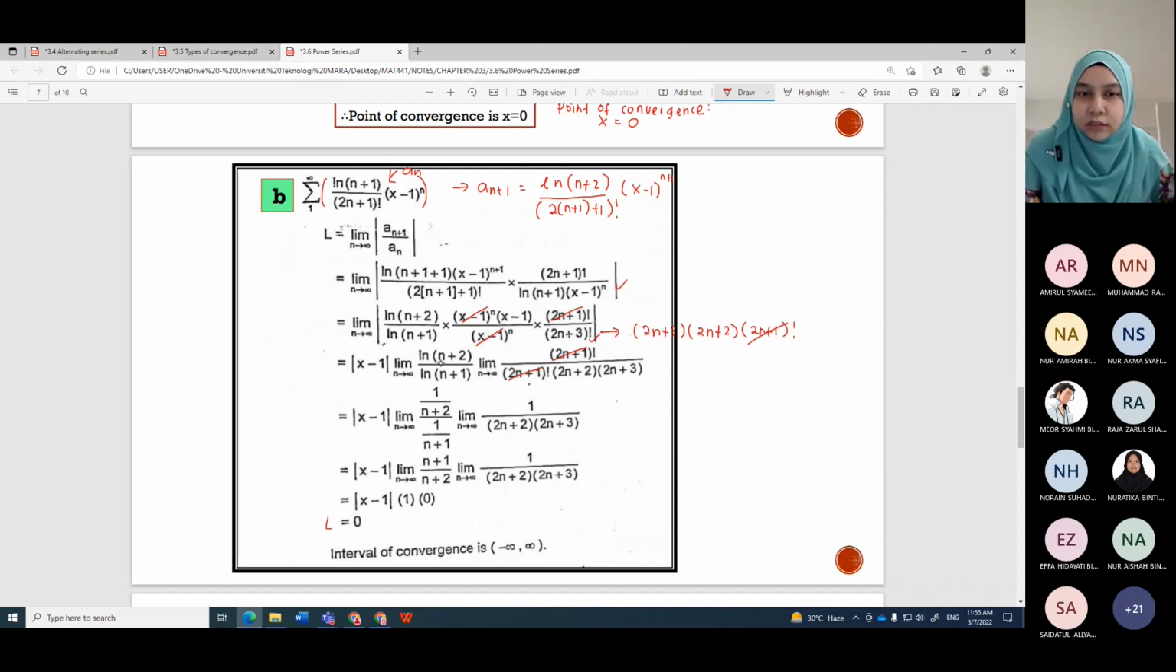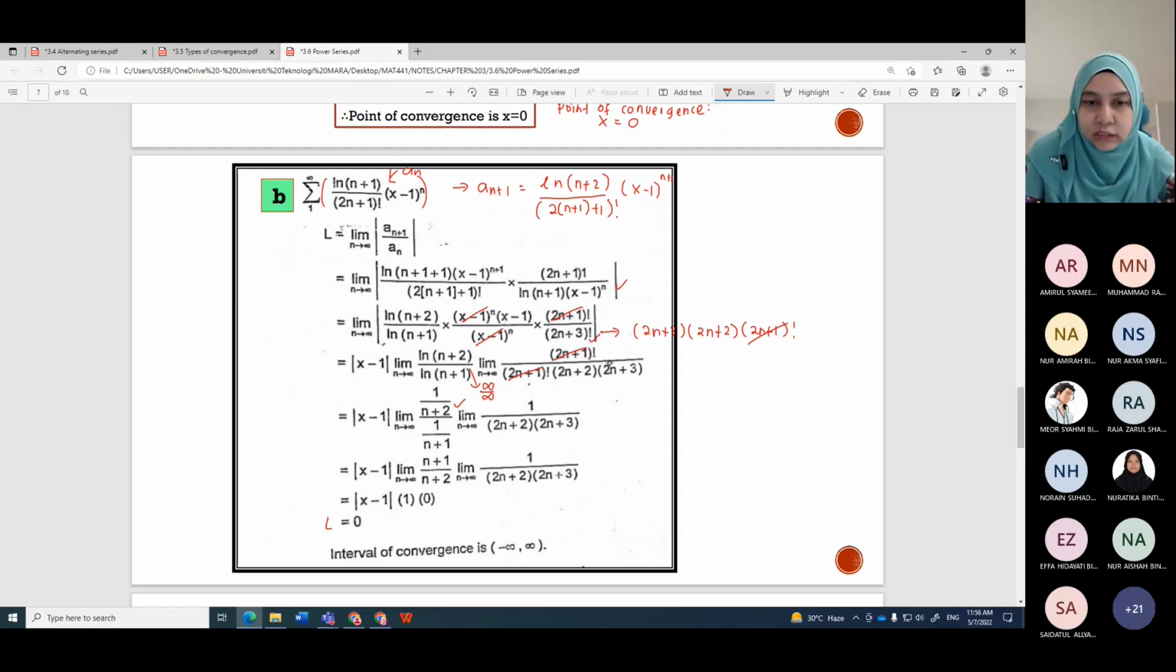Yang mana ada ln kita asingkan, kita boleh separatekan the limit kan. Limit ln dengan without ln. Okay, so yang ni akan jadi 2 lah. Ln n plus 2 over ln n plus 1. And then ni lagi satu, 1 over 2n plus 2 times 2n plus 3. Okay, so kita solve yang ni. Yang ni akan dapat infinity over infinity. L'Hopital rule. So, kita gunakan ni lah. L'Hopital rule kan. Differentiate. Kita dapat yang ni.